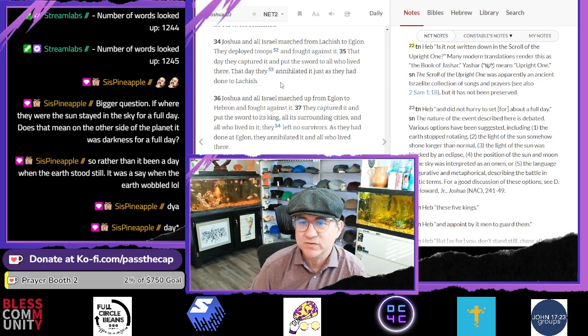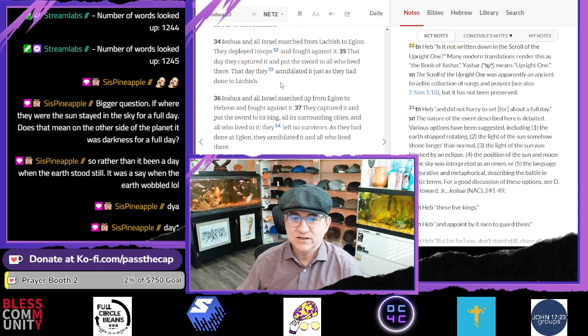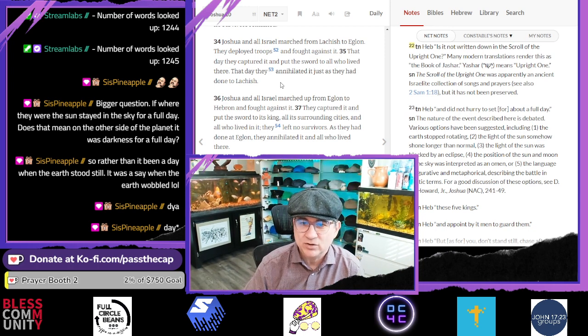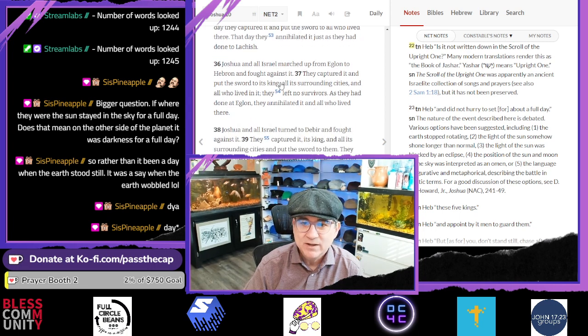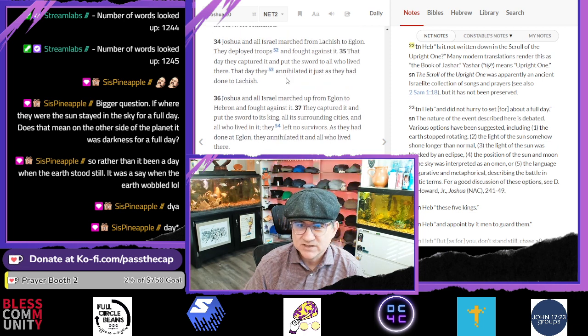Joshua and Israel marched from Lachish to Eglon. They deployed troops and fought against it. That day they captured it and put to the sword all who lived there. That day they annihilated it just as they had done to Lachish. Joshua and all Israel marched from Eglon to Hebron and fought against it. They captured it and put to the sword its kings, or its king, all the surrounding cities, and all who lived in it. They left no survivors. Okay, so this one is different. This one adds they left no survivors.